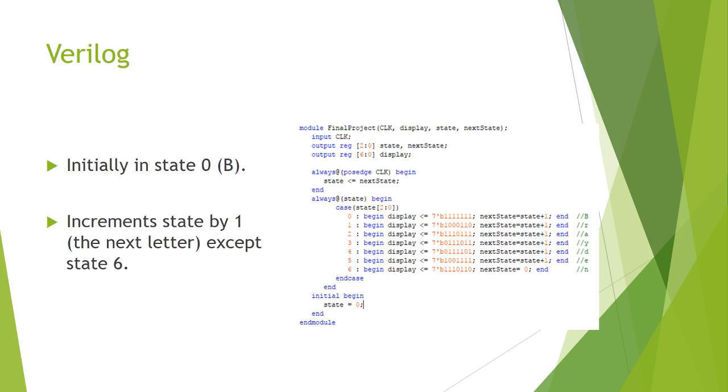Then using that truth table, I was able to create a module in Verilog pretty simply. On the positive edge of the clock, it switches to the next state. Then, always when there's a state, it goes through the case statement to figure out which state it's in, changes the display to what it should be for that state, and then sets the next state. It always increments by 1, except state 6, which is the letter N, which should go back to the beginning, state 0. And initially I have it set to be at state B.